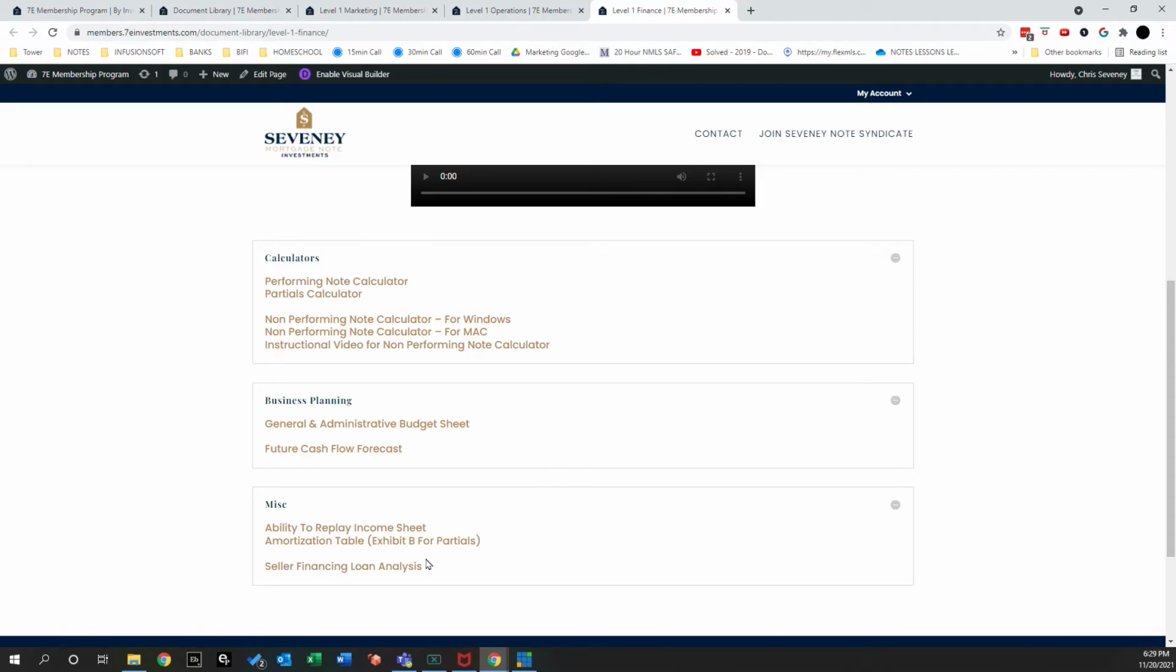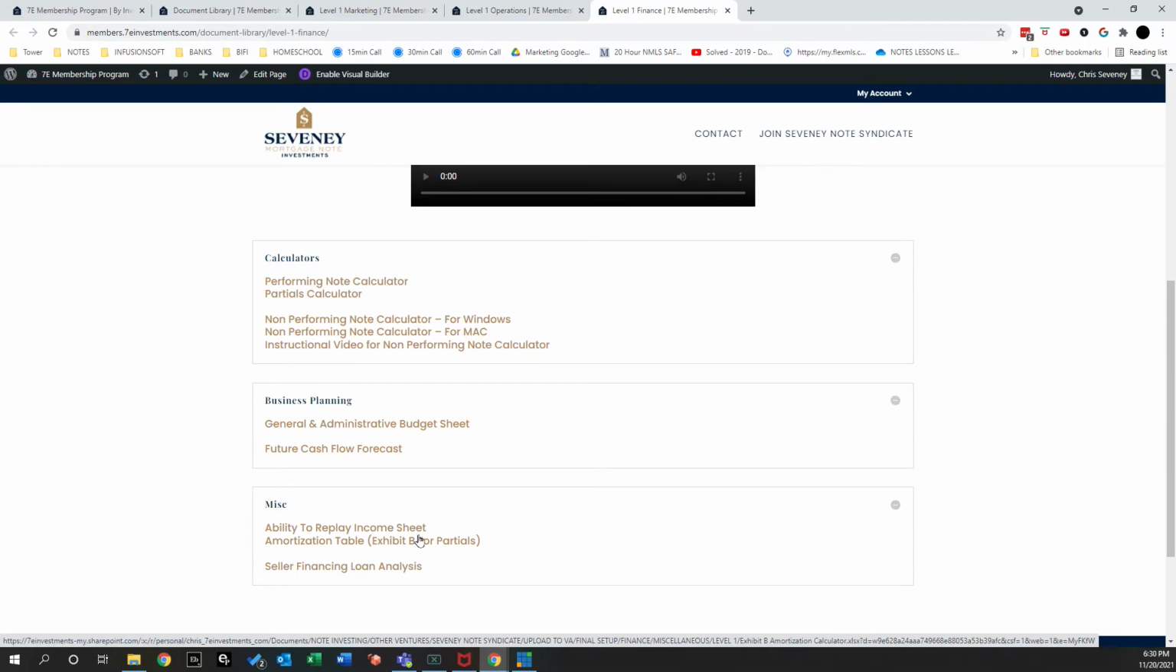And some seller financing loan analysis as well. This provides you information on, if you're going to sell or finance a property, is it better to go 10 years at 8% or 5 years at 6%, for example? What provides the best cash flow or velocity of money to you? So it's a nice analysis to provide to investors as well.